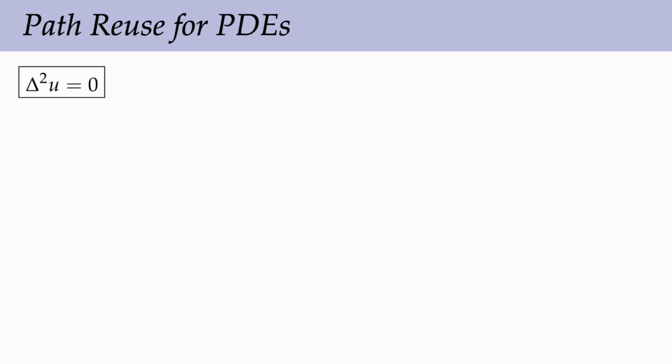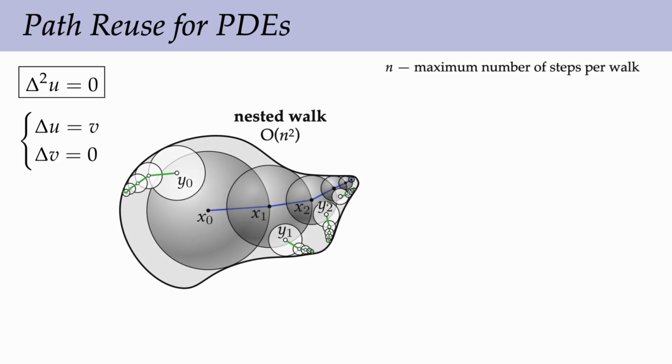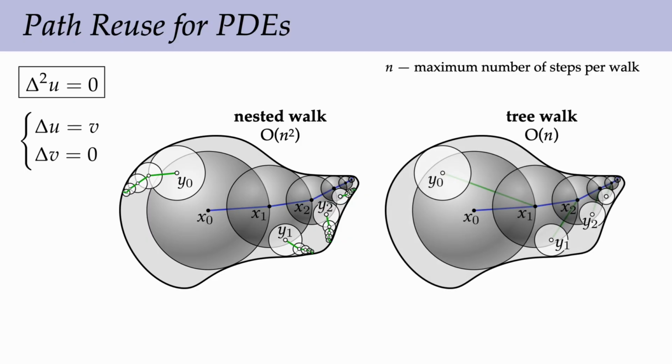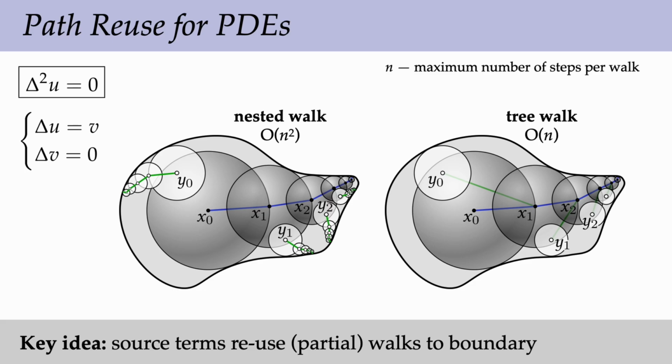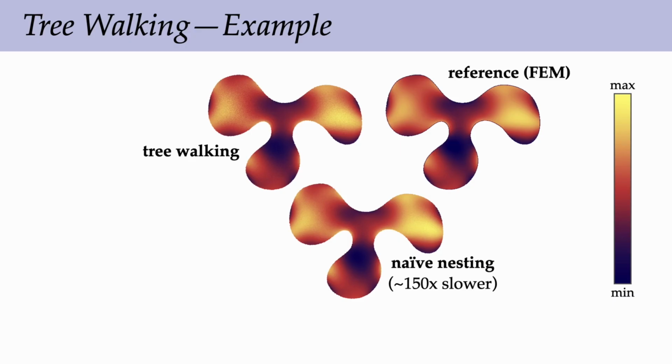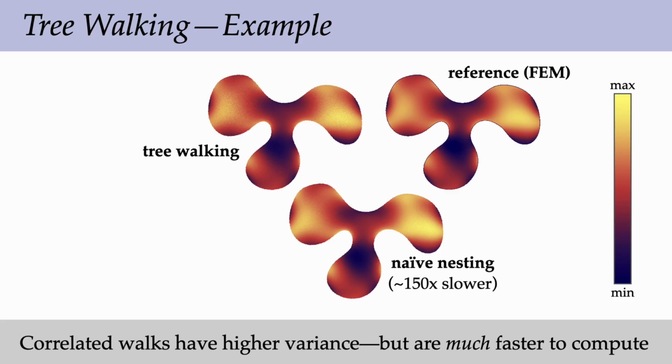Likewise, let's consider our biharmonic equation, Laplace squared u equals 0, which we split into a system of two second-order equations, Laplace u equals v and Laplace v equals 0. And so now, instead of taking a completely new walk for each source point y, which has quadratic cost, what we're going to do is let y walk back to the boundary along the same path as x. So overall, we just have a linear cost. Again, we're going to reuse all that hard work we already did finding walks to the boundary. This scheme really pays off, as one might hope, even though, again, correlated walks have higher variance. They are much faster to compute, and so we have an overall improvement in efficiency here, about 150 times faster for similar amount of error.